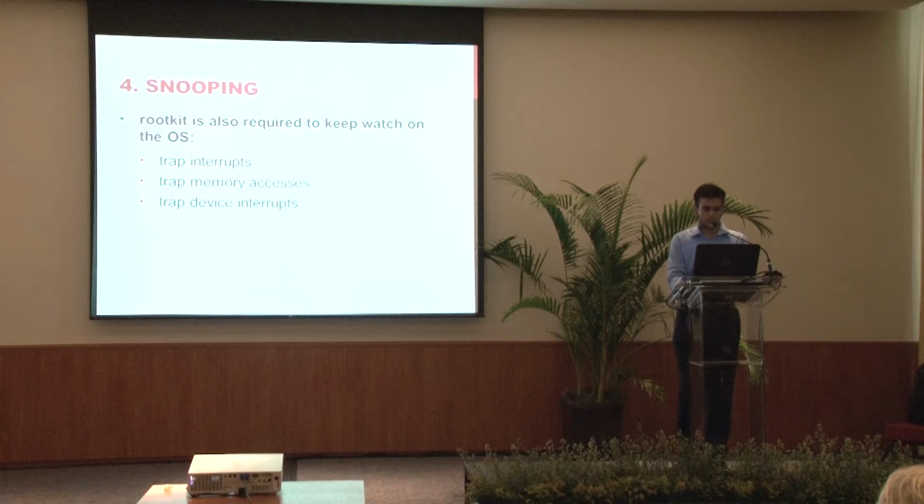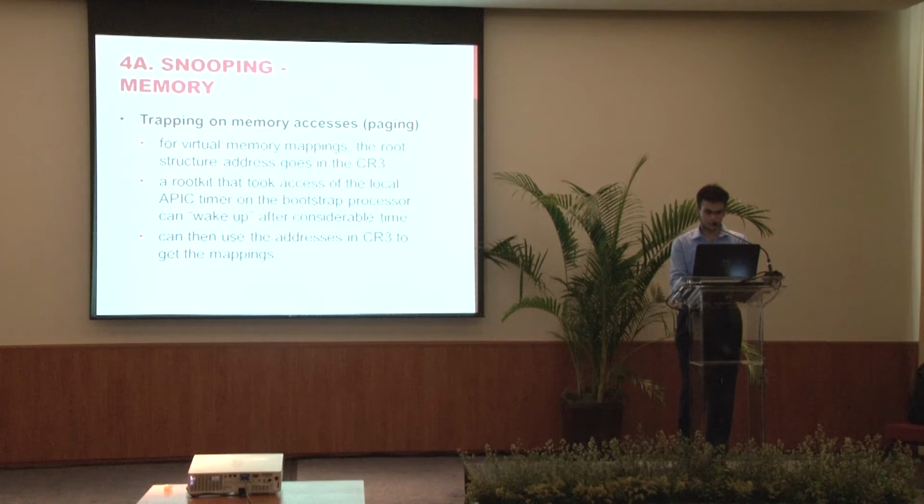Now, the rootkit is also required to keep watch on the OS. You can do this in three possible ways. You'd either want to trap interrupts on the system, you'd want to trap memory accesses, or you'd want to trap device interrupts. Trapping device interrupts is significantly different from trapping interrupts due to the way the device state is handled.